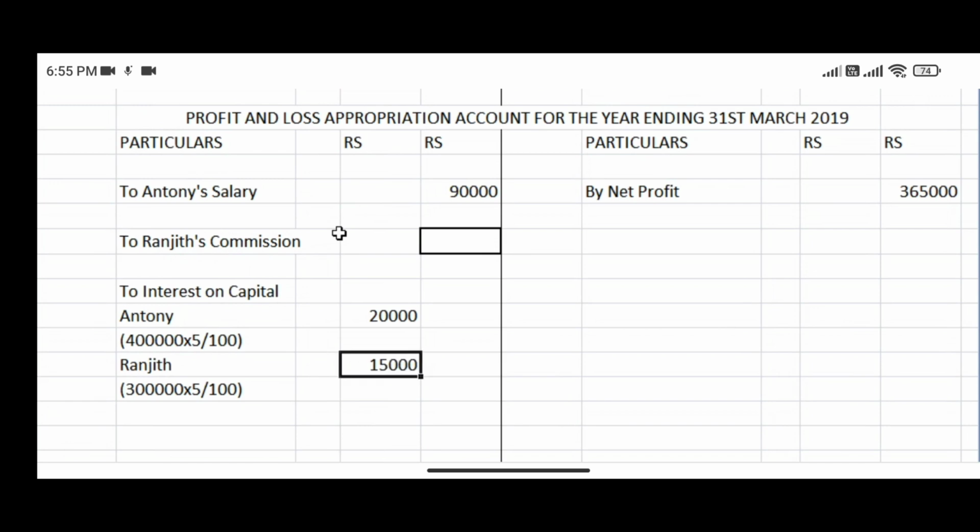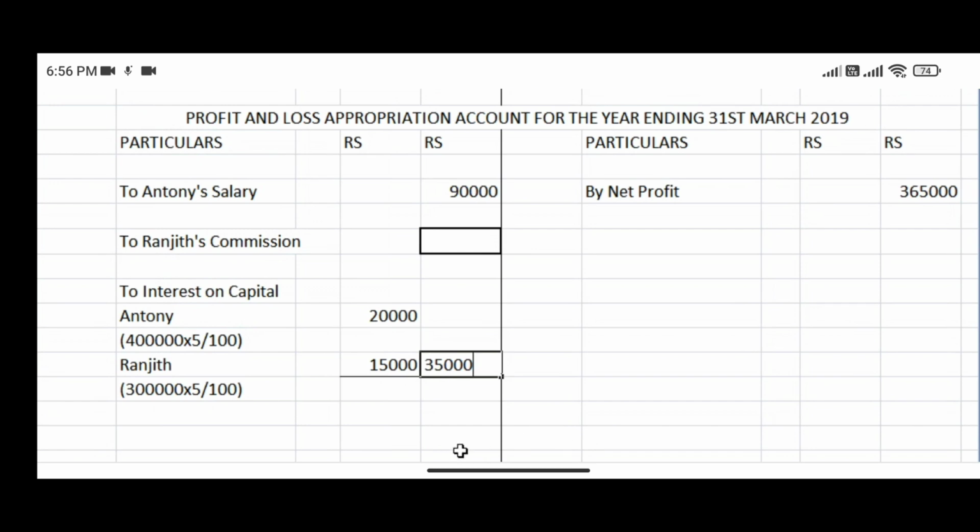So we are going to add the two and put it in the outer column. So 20,000 plus 15,000 is 35,000 for interest on capital. So we have recorded all the items which they have given over there. So now the main goal will be to find Ranjit's commission.